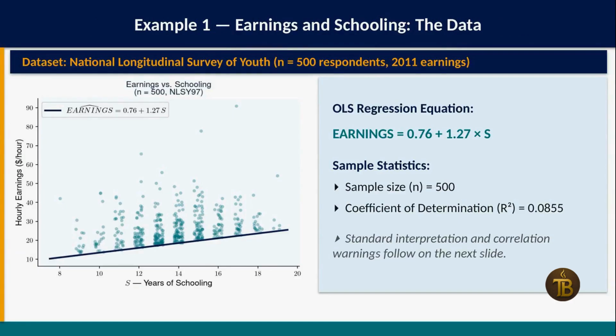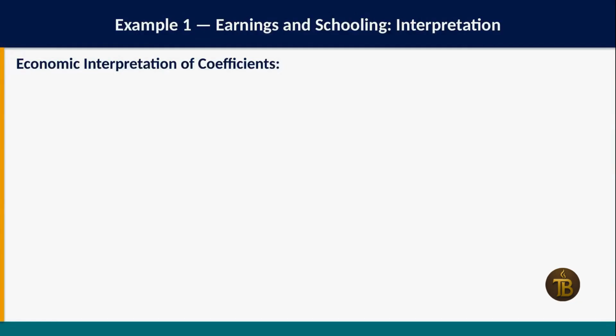Let's make this concrete with a real example. Using data from the National Longitudinal Survey of Youth, 500 respondents and their 2011 earnings, we get this estimated regression. Earnings equals 0.76 plus 1.27 times years of schooling. With a sample size of 500, let's interpret what these numbers actually mean. Let's break down each piece of this regression economically.